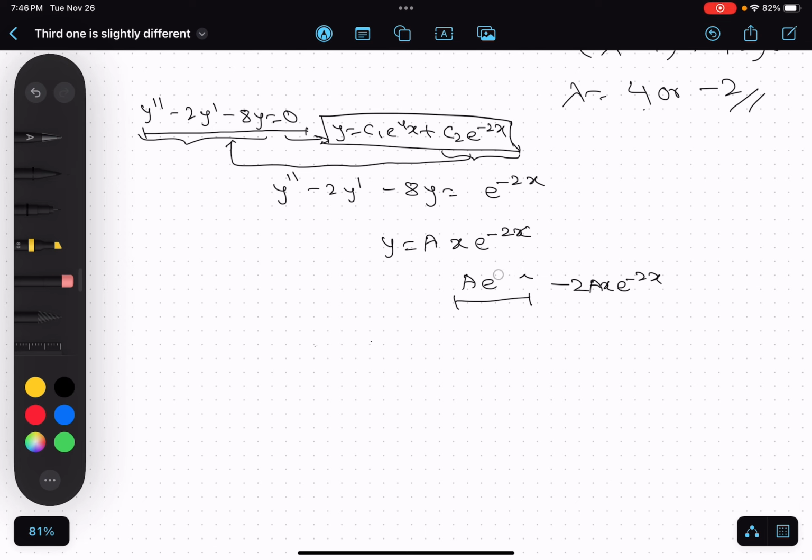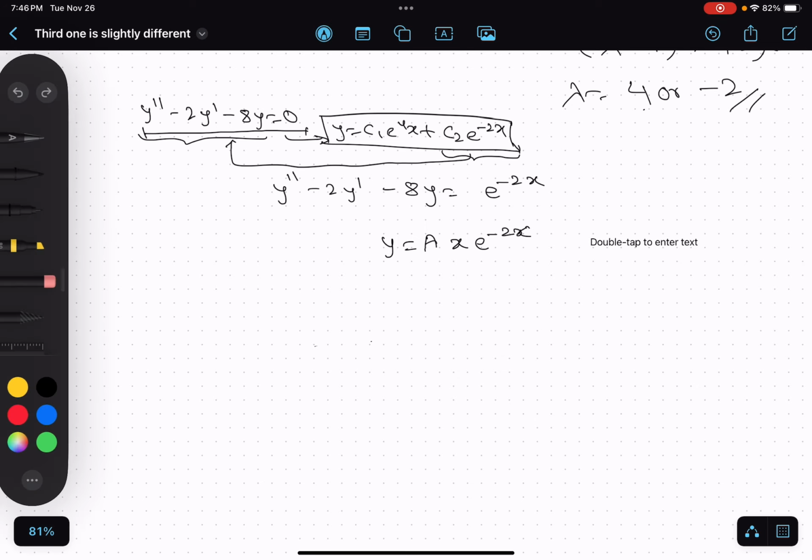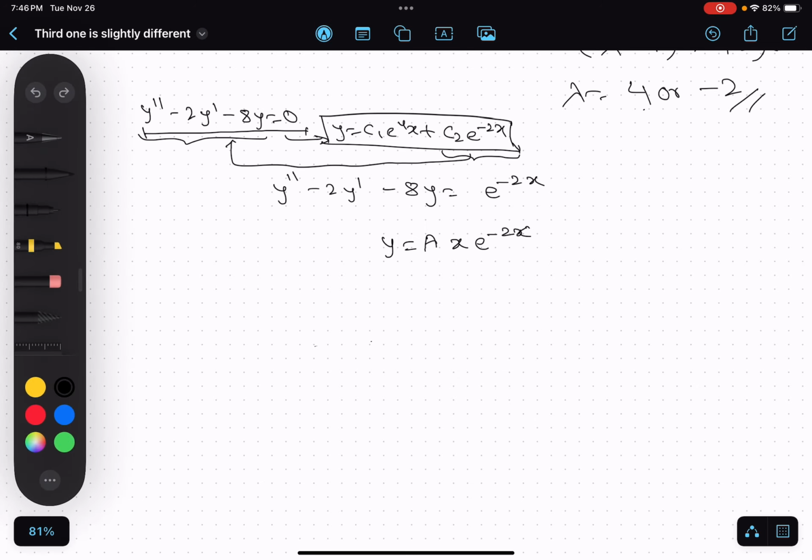And if this also doesn't work, then we can possibly try a x squared e to the power minus 2x, because when double differentiated, that x squared reduces to just 2. So there are possible options. Let's try this one. And also you can try combinations. Okay, so let's try this.